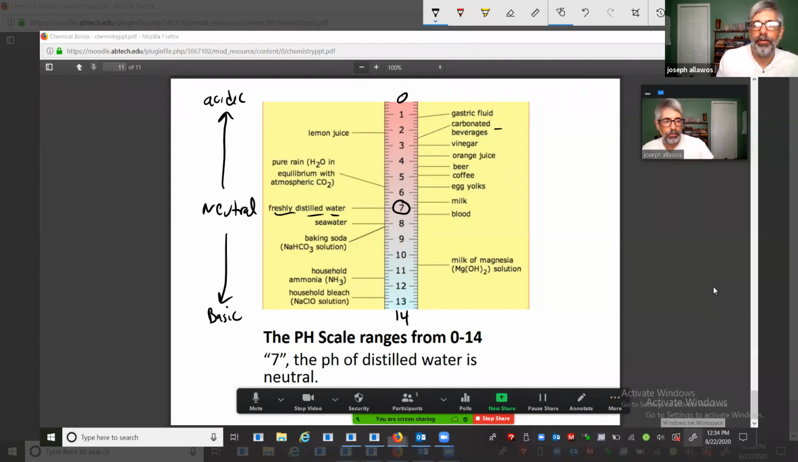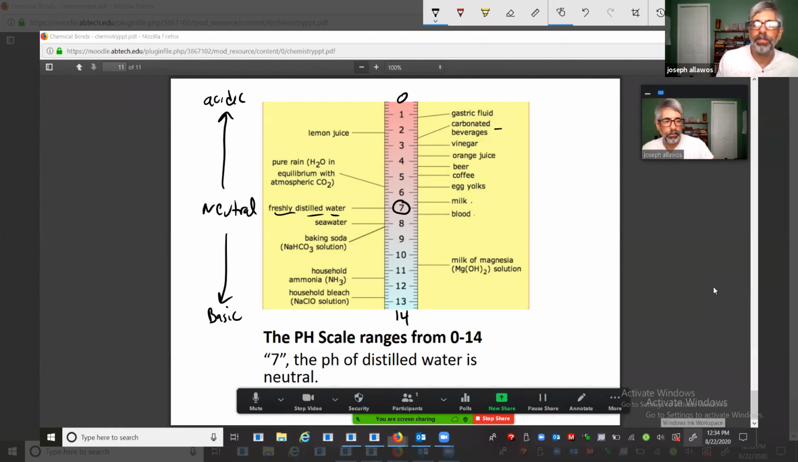You'll notice carbonated beverages are very acidic. They're only slightly less acidic than lemon juice. And carbonated beverage is even more acidic than vinegar. And this is why if you drink a lot of carbonated beverages, they can damage your teeth. You can see vinegar, orange juice, beer, coffee. You'll notice that blood and milk are almost neutral.